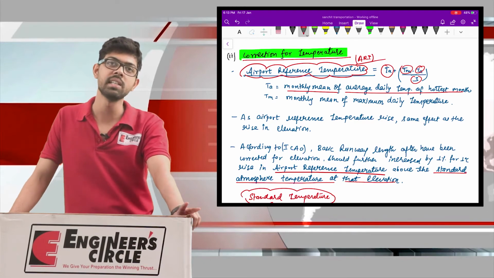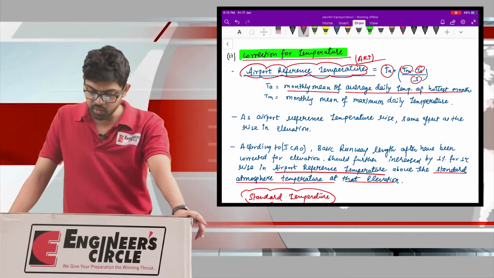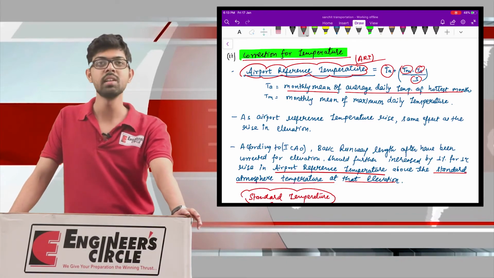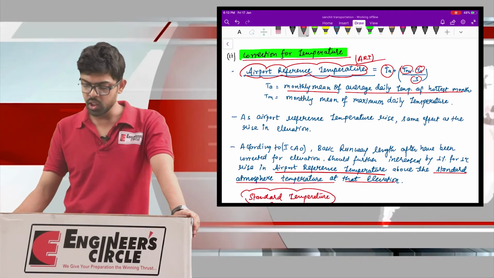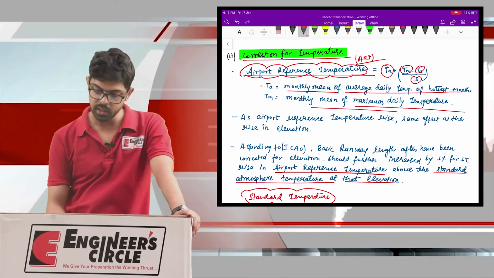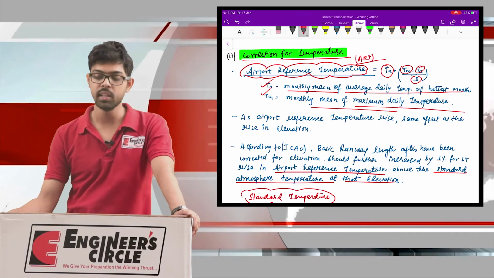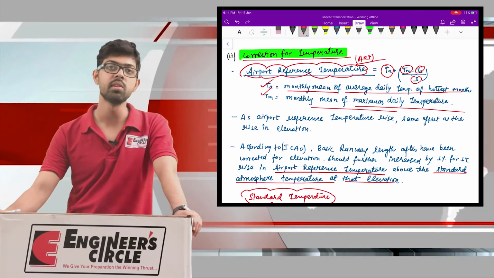These two data, the maximum temperature and the average temperature, you need to calculate, and then find out the average daily temperature of the hottest month of the year, and the average monthly temperature of the maximum daily temperature in the hottest month. Likewise you will calculate TA and TM, and then by substituting in the formula ART equals TA plus (TM minus TA) by 3, that temperature will act as your airport reference temperature.